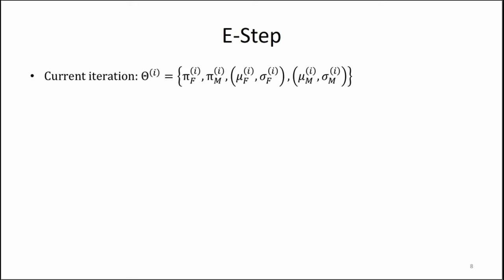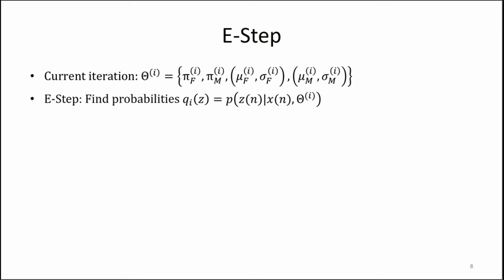So let's look at the E step specifically for our problem. The current iteration, theta i, we have all the parameters of the model: pi f i, pi m i, mu f i, sigma f i, mu m i, and sigma m i. The E step involves finding the probabilities q i of z, the probabilities of the hidden variable z, which is P of z n given x n comma theta i. Let's focus on only one sample x n for now.